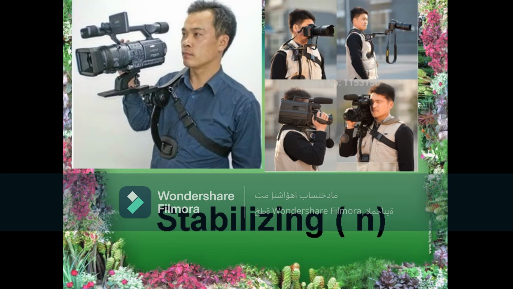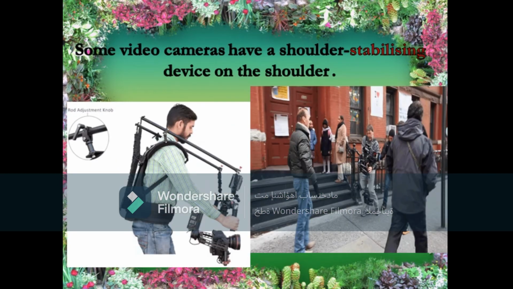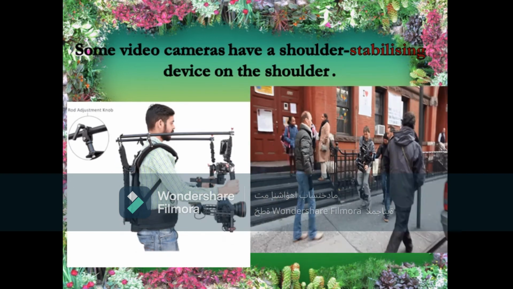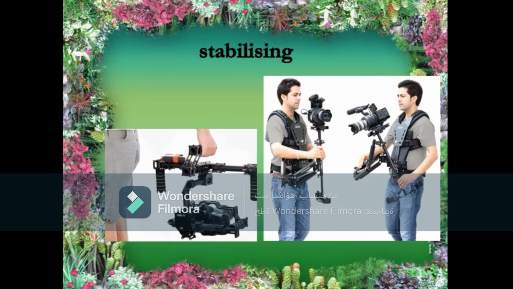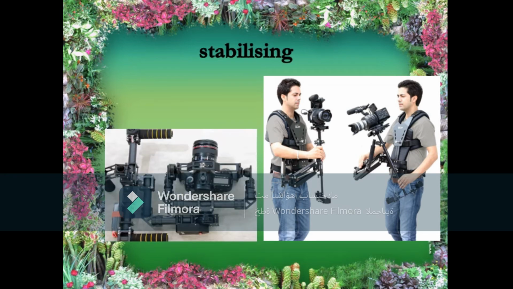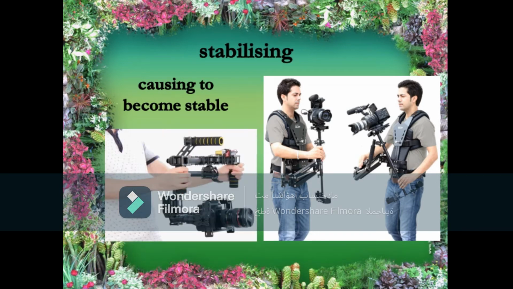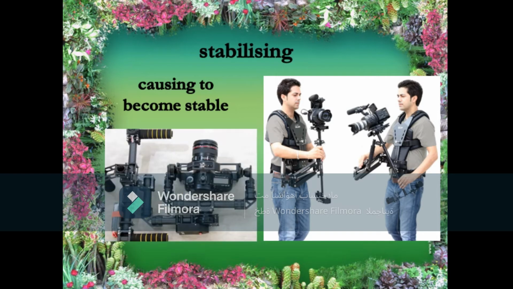Here we have a photographer who carries a camera on his shoulder, so we called it what? Stabilizing. Stabilizing camera. Don't forget it's what? It's a noun. Very good. Okay. Some video cameras have a shoulder stabilizing device on the shoulder. Stabilizing. It means causing to become stable. I think it's clear for you now. Stabilizing.